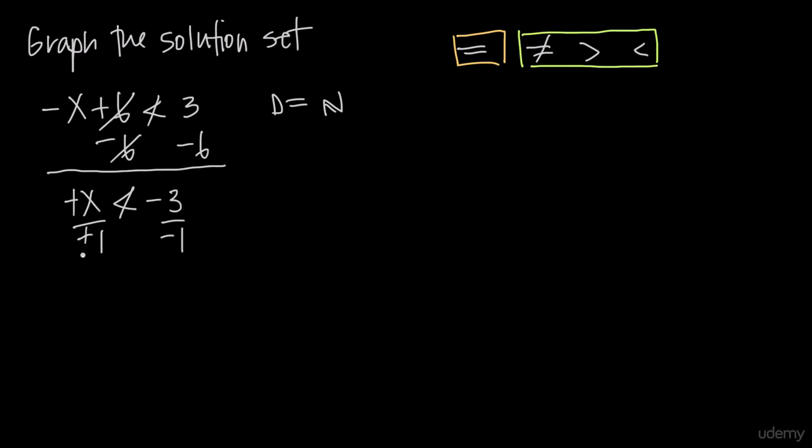So our negative signs will cancel here, and we'll be left with x over 1, or just x. So we're going to get x is not greater than negative 3 over negative 1 is a positive 3. So now we can say that x is not greater than 3.